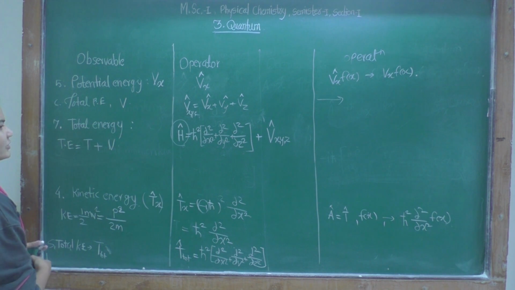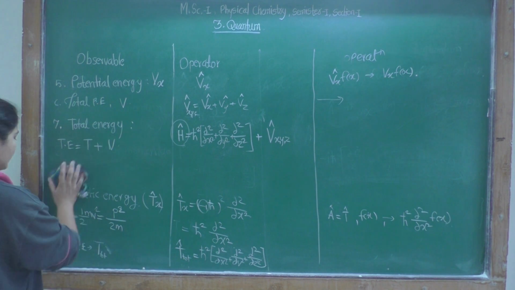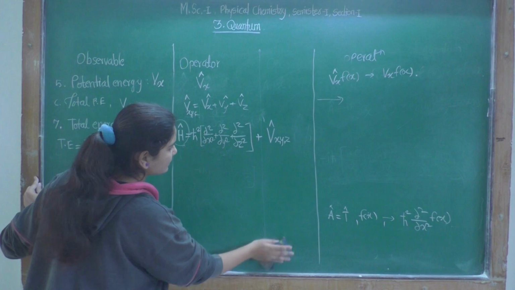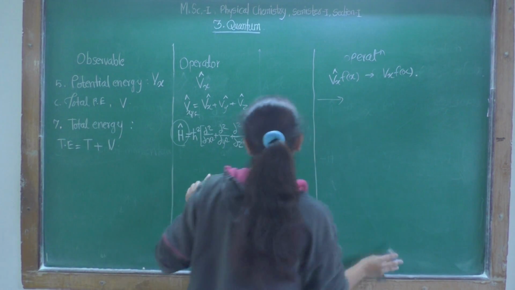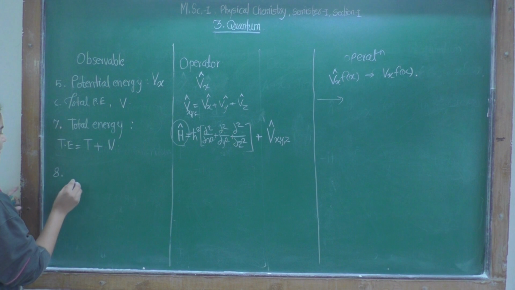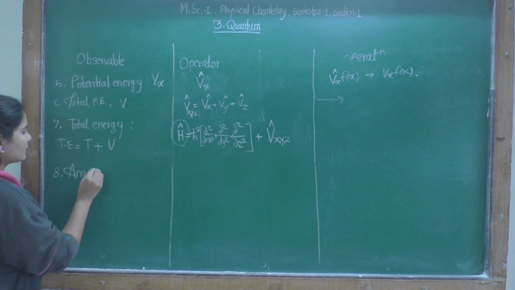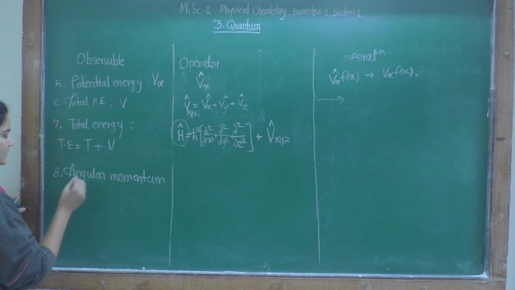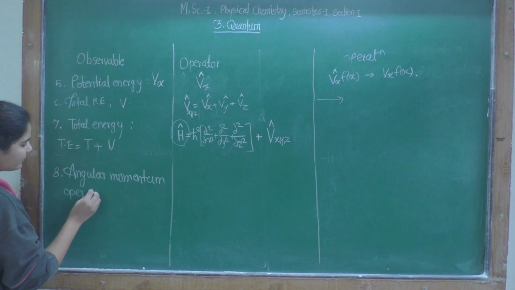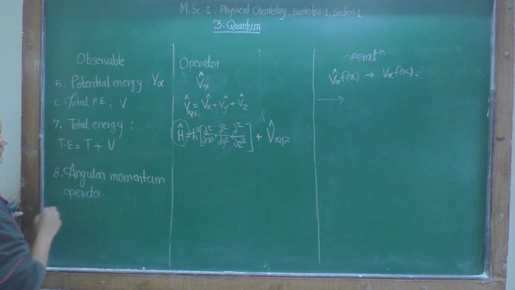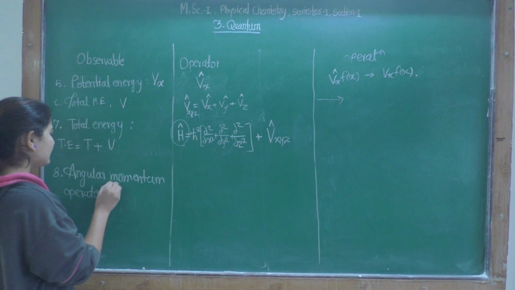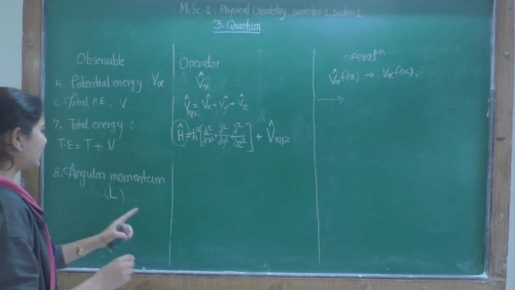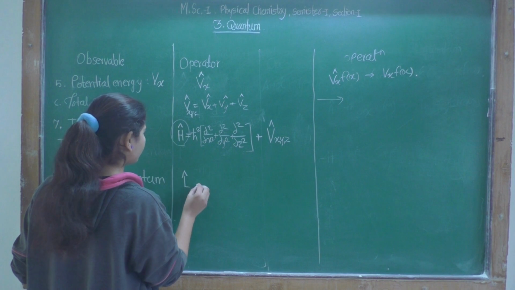Now we have seen first of all the linear momentum operator, and now we are going to see the angular momentum operator. Let's see it. You have to remember these operators. Practice them. It will become thorough for you. The observable is angular momentum, then the operator will be the angular momentum operator L cap.